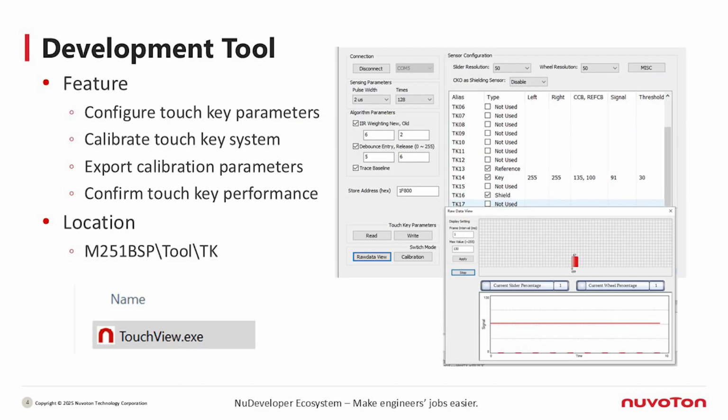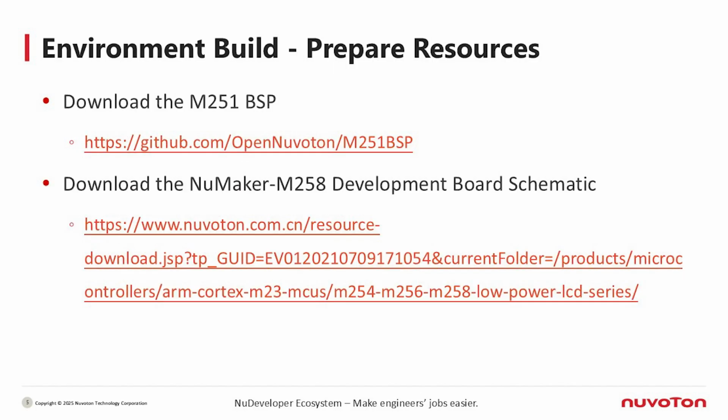First, let's take a look at the functions of the Touch Key Development Tool. Nuvoton's Touch Key Development Tool is called Touch View. You can see the picture on the right. Its main functions are to configure the parameters for touch key system, calibrate the touch key, export the calibration parameters, and confirm touch key performance. As you can see from the picture below, the software is saved in the M251 BSP/tool/TK directory.